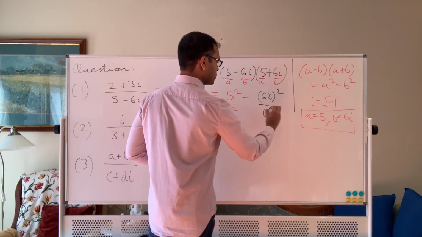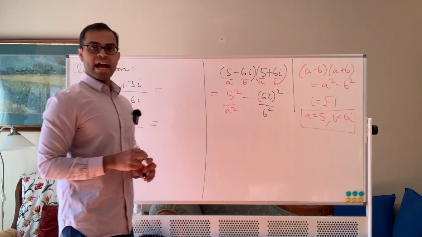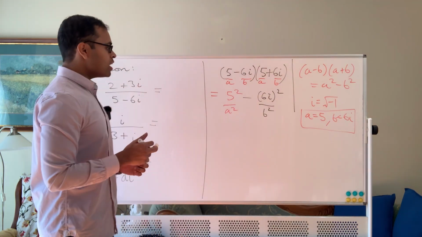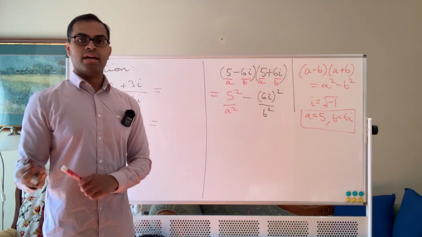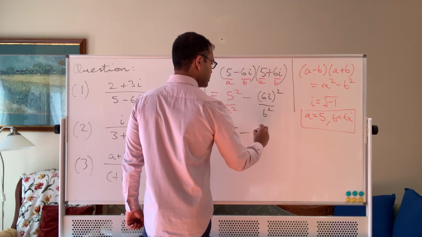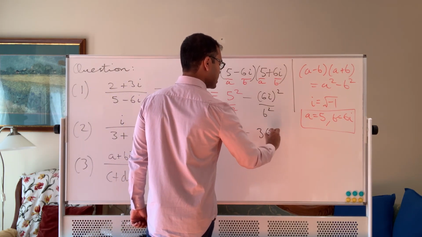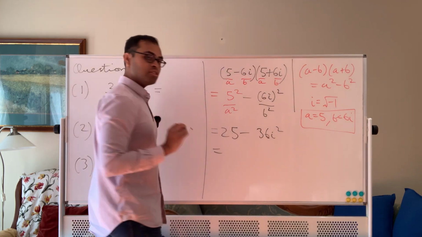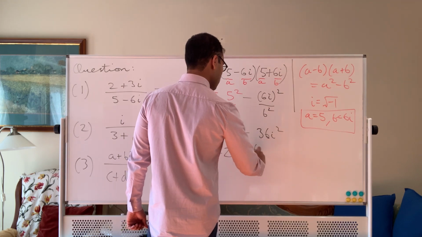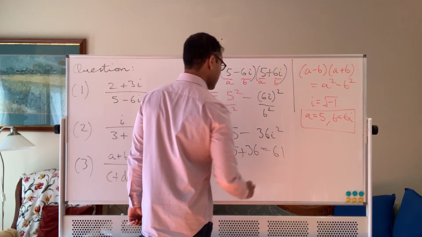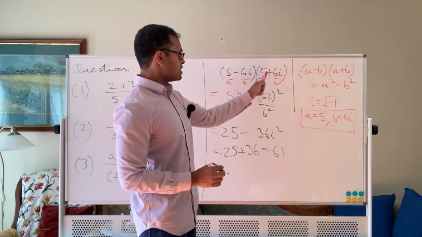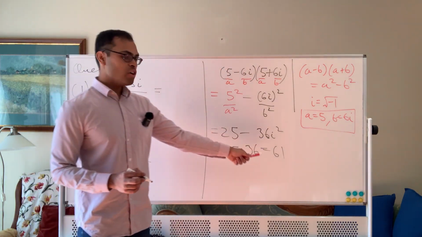Now it's very important that when you do this, you need to square the whole of 6i. Okay, so what is 6i squared? It's going to be 6 squared times i squared. So we're going to get 25 minus 6 squared times i squared, which is 36i squared, which I'm doing in 2 steps. i squared is negative 1, so we're going to get 25 plus 36, which is going to equal 61. Okay, so that's going to be the answer to that. It's going to be 61. And you see, by multiplying 5 minus 6i times 5 plus 6i, we've got a real number.